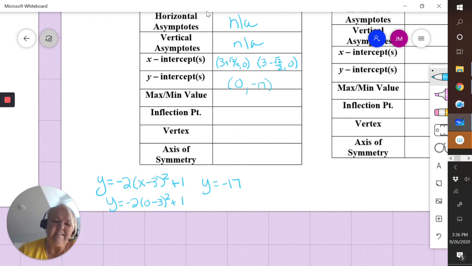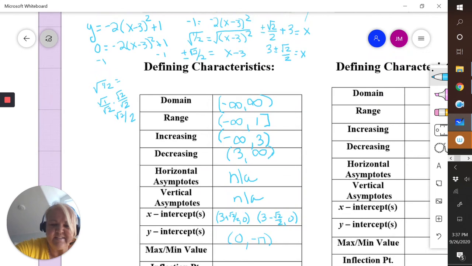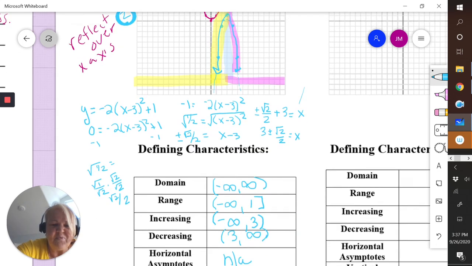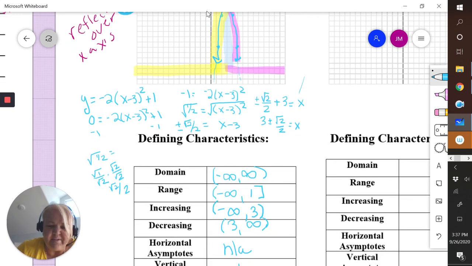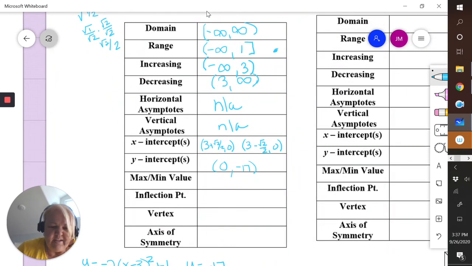Okay, does this graph have a min or a max? It has a max, right? Because it's turned upside down. It's got a maximum value, and that maximum y value is 1. Remember, it comes from the range. So it has a maximum of 1, and it's a max, not a min. Inflection point we'll talk about later, but this one doesn't have one. The vertex of this parabola is (3, 1).